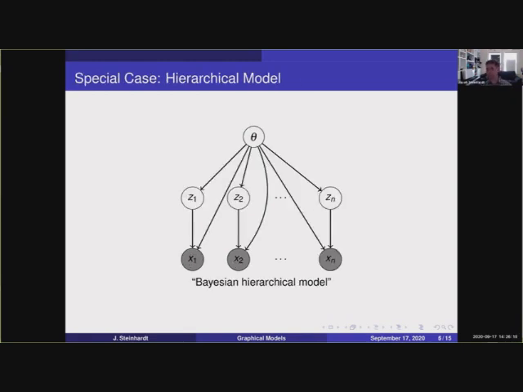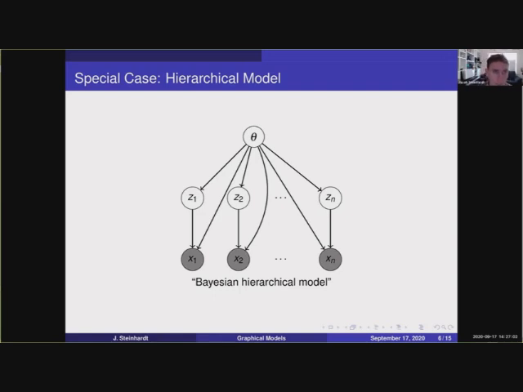So one special case of a latent variable model is something called a Bayesian hierarchical model, where there's a bunch of independent latent variables. And then there's a bunch of observed variables that are independent once I condition on the corresponding latent variable and the hyperparameters. So that was exactly the case in the gender and height example, where the height of one person is independent of the height of other people once I condition on gender and condition on the average height across genders.